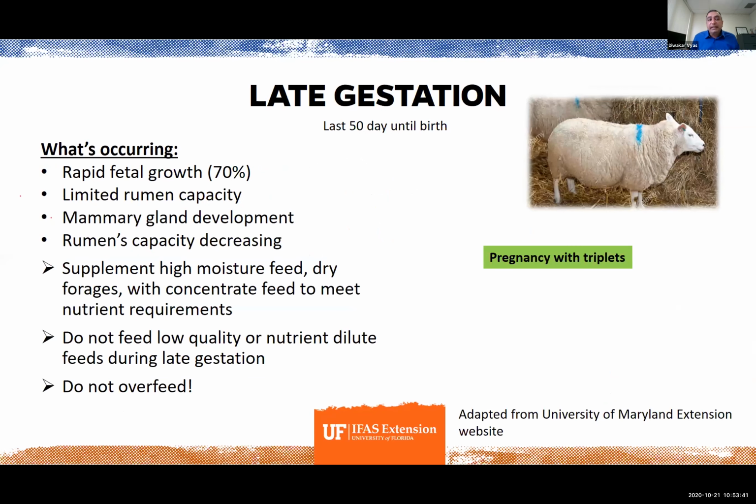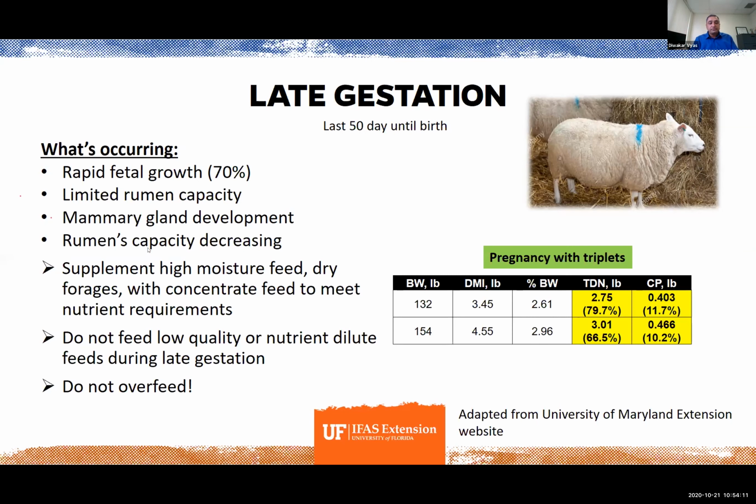So what's happening at late gestation? Most of the fetus growth happens in the last phase of gestation, about 70% of it. They have limited rumen capacity, which means animals cannot consume more feed. The mammary gland is developing as well, and rumen capacity is decreasing. So animals cannot consume more feed, and still the requirements are increasing. That's why you see a higher percentage of nutrients needs to be available to these animals.